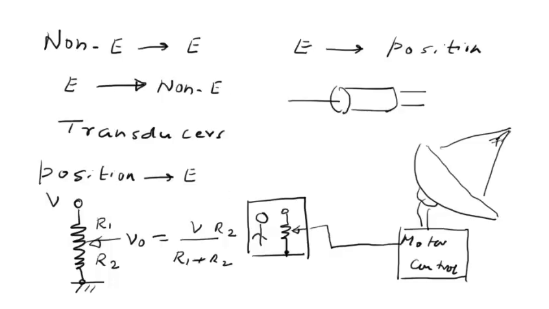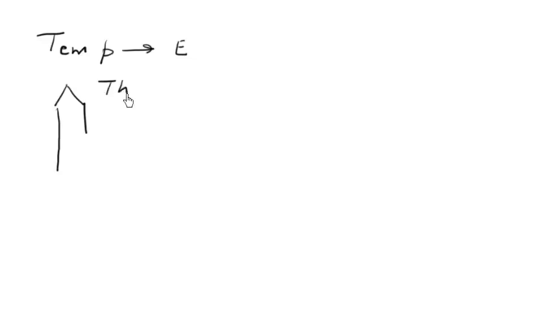Next, let us look at another kind of transducer, let us say a temperature transducer. So here we want to convert a temperature signal into an electric signal. And there are various ways of doing it. One way of doing it is to use what is called a thermocouple. A thermocouple is essentially a junction of two dissimilar metals, and when there is a difference of temperature, it will generate a voltage which will depend on the temperature. So that is your thermocouple.